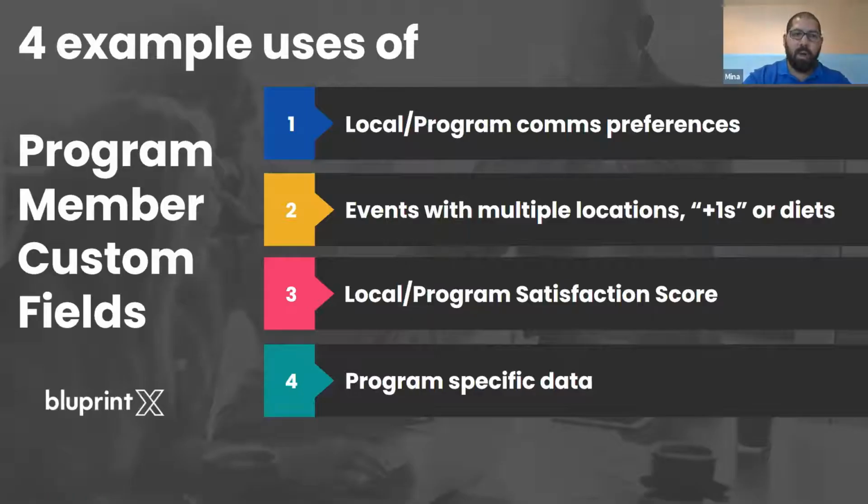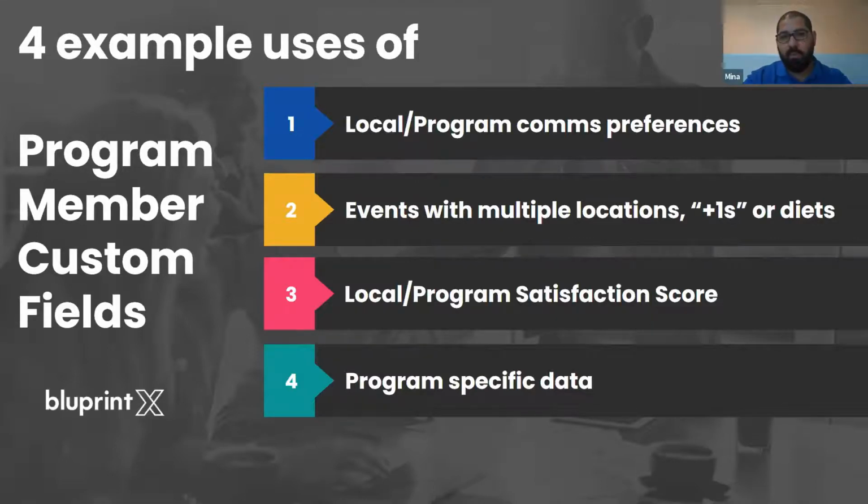A couple of examples of where you might be using them is a program with communication preferences. So let's say you're running a webinar, and one of the questions that you ask in the form is the sort of follow-up that the customer or that the lead or the prospect would prefer, be it a phone call, email, or SMS or whatever it may be. Because those aren't fields that need to be tracked or managed for an ongoing time, but they are very much to do with that program, it's a good place to use a program member custom field. If you had an event with multiple locations, you could have those locations as a selectable field inside of a program member custom field. +1s is a big one. You can also have dietaries.